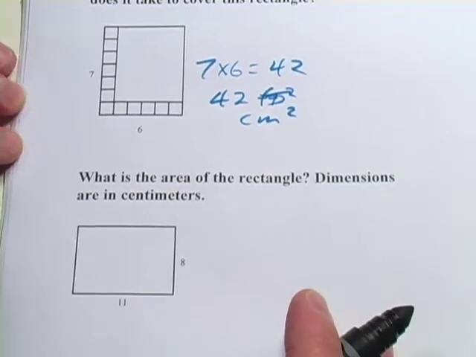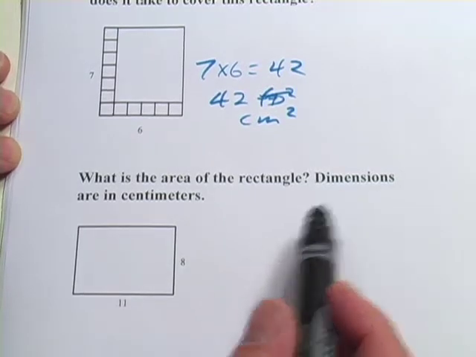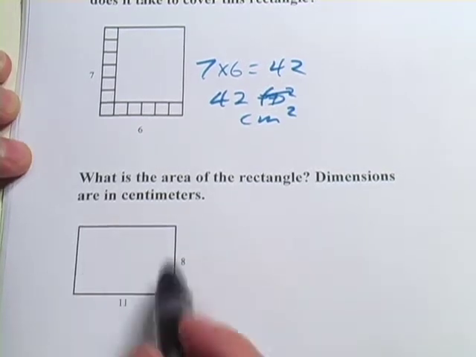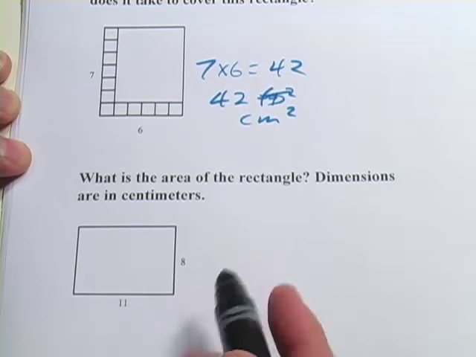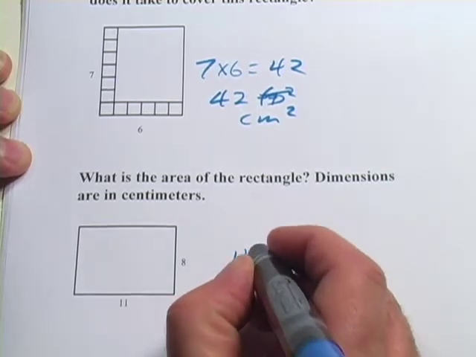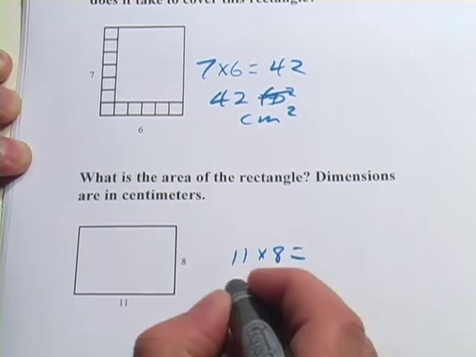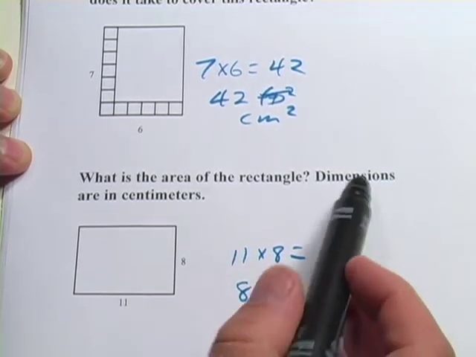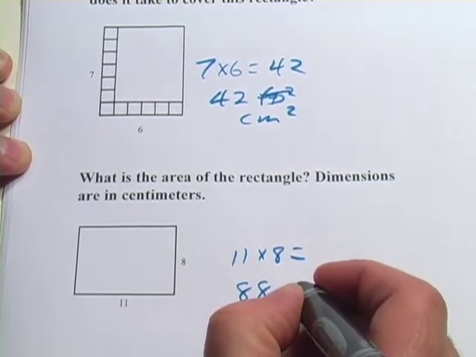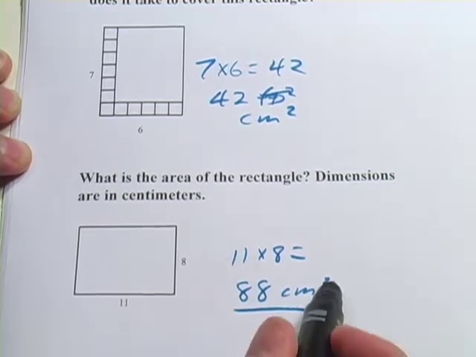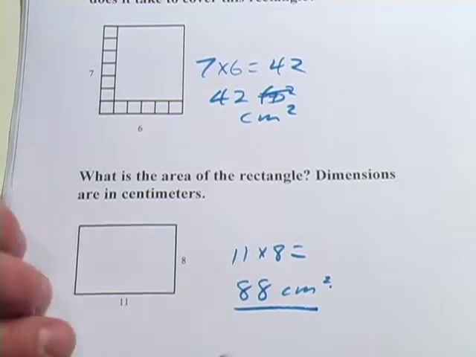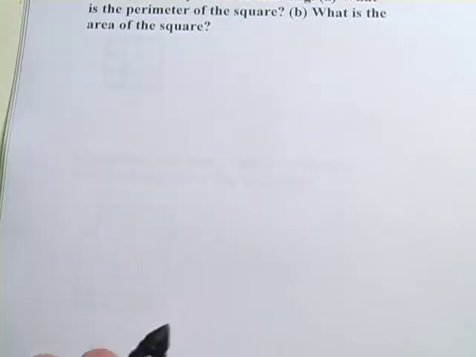Let's look at the next one. It says, what is the area of this rectangle? Dimensions are in centimeters. They haven't started counting out any squares for you. They're just giving you the length and the width. But you know how to handle this. You just take the length times the width, and we get 88. And let's see, what were the units? Centimeters. So it's going to be centimeters squared. Area, always square units.